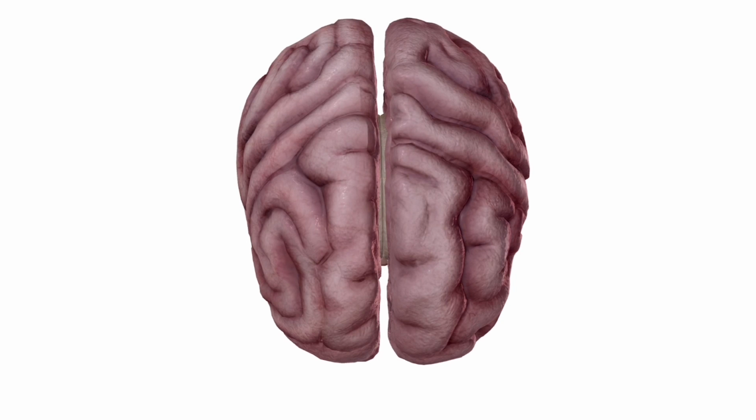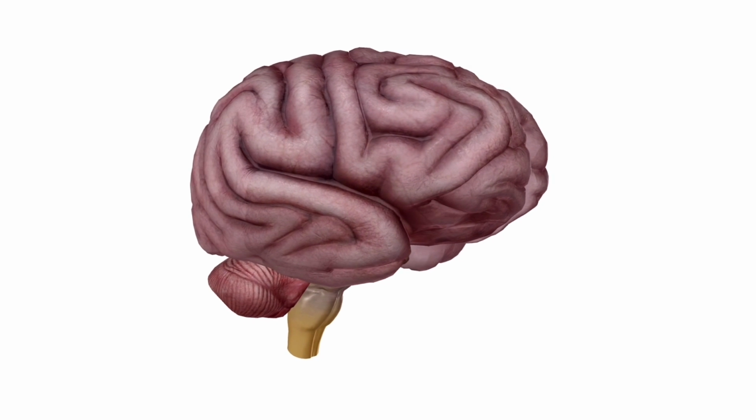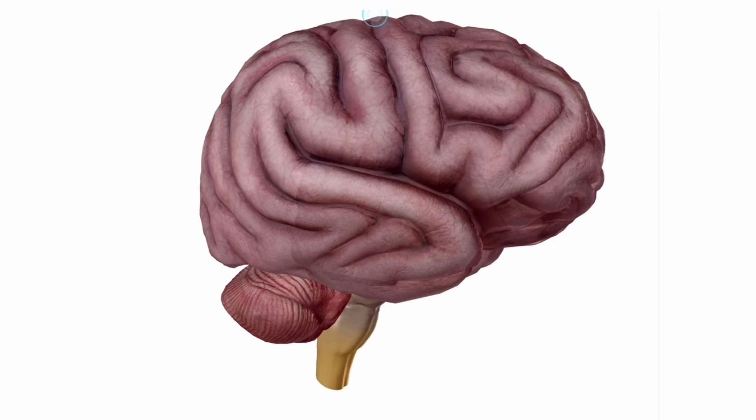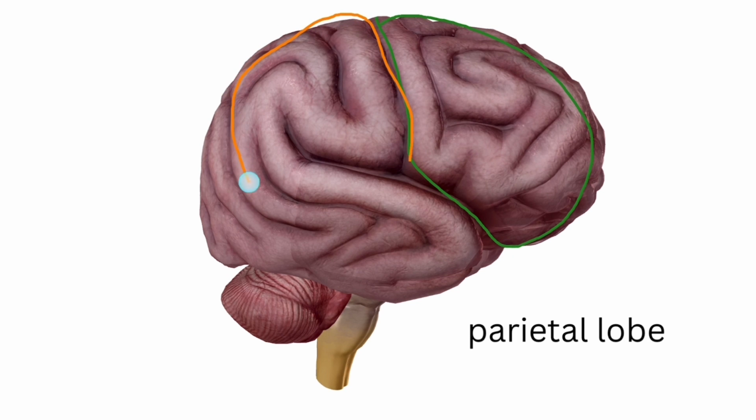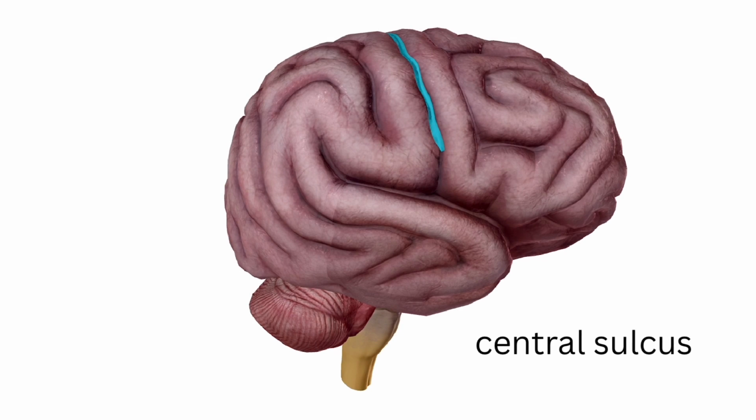Each hemisphere is divided into 5 distinct lobes. The frontal lobe, the parietal lobe, the temporal lobe, the occipital lobe, and the insular lobe. The central sulcus separates the frontal and parietal lobes.